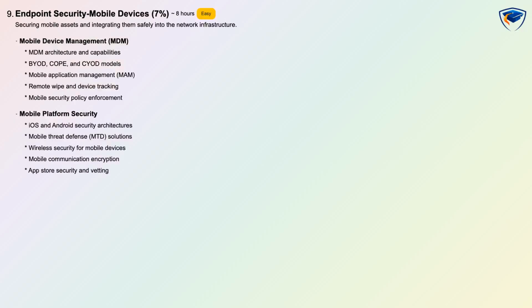Endpoint security for mobile devices is 7% and covers securing mobile assets inside the enterprise. Study mobile device management architectures, BYOD and COPE models, mobile app management, remote wipe and tracking, iOS and Android security models, mobile threat defense, and wireless encryption for mobile communications. This easier domain needs about 8 hours of study and is assessed with conceptual and scenario-based questions.